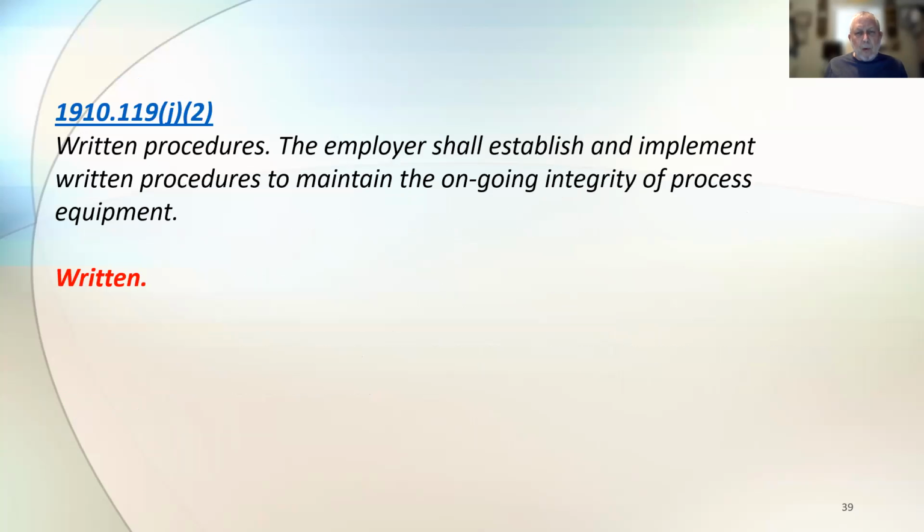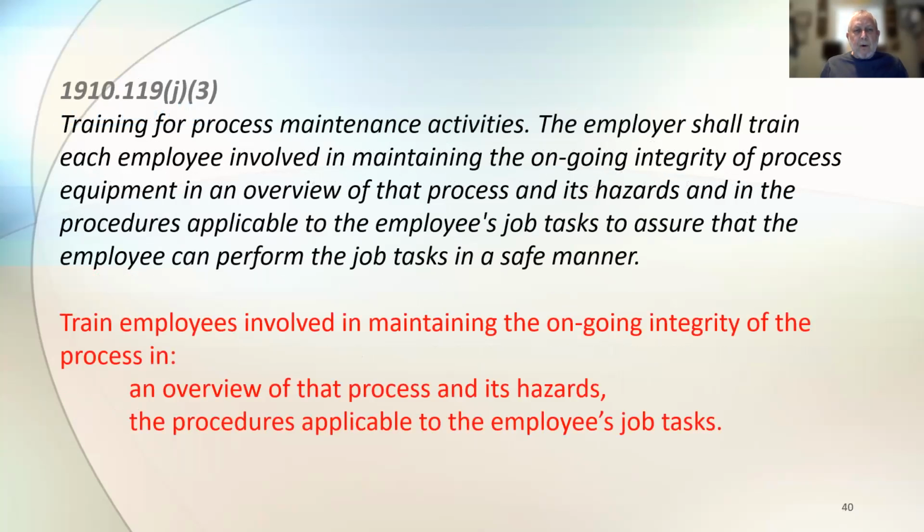Written procedures. The employer shall establish and implement written procedures to maintain the ongoing integrity of process equipment. That written is key. Training for process maintenance activities. The employer shall train each employee involved in maintaining the ongoing integrity of process equipment in an overview of that process and its hazards, and in the procedures applicable to the employee's job tasks to assure that the employee can perform the job task in a safe manner.